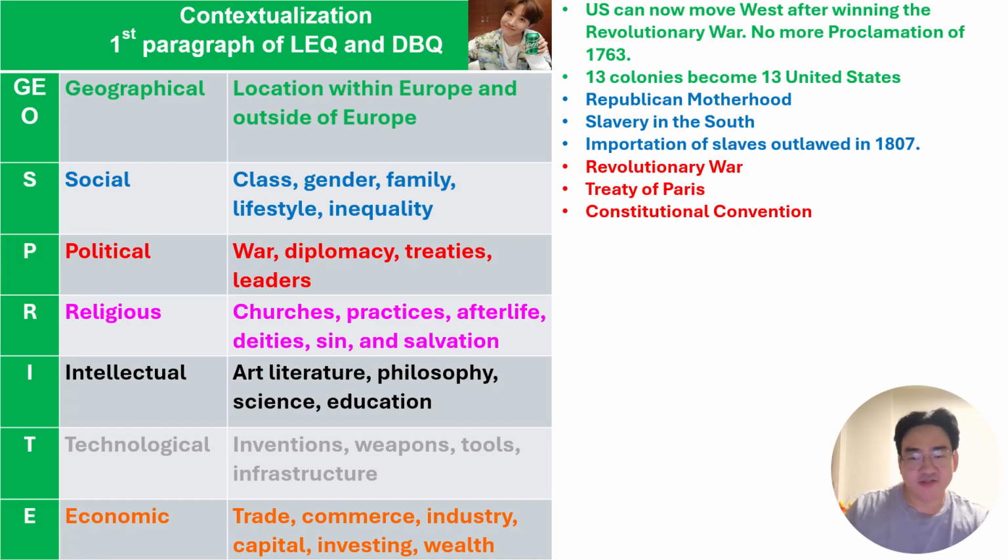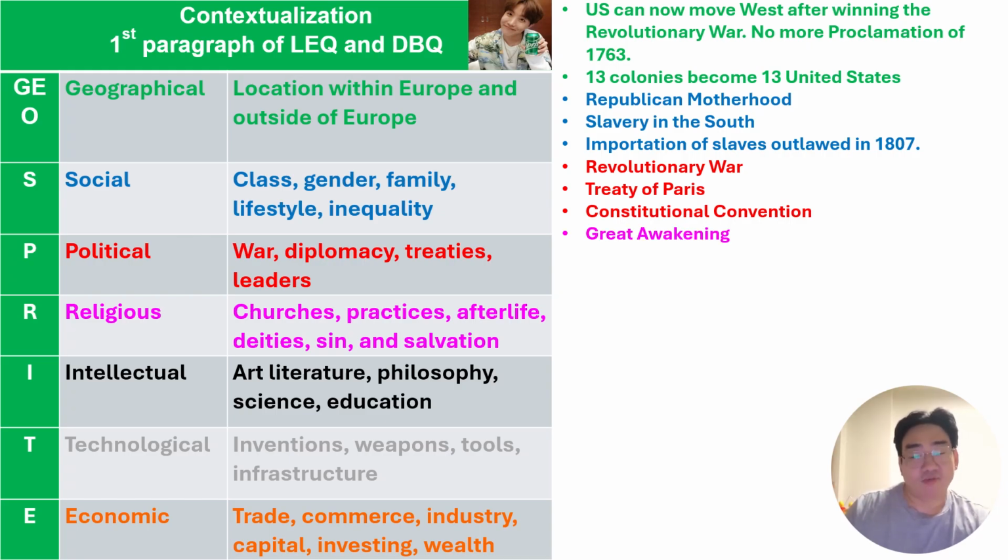Politically, obviously, they had the Revolutionary War. The Treaty of Paris is going to recognize the United States as an actual country on the international stage, and they're going to have a constitutional convention after the Articles of Confederation, where they're going to create their constitution.